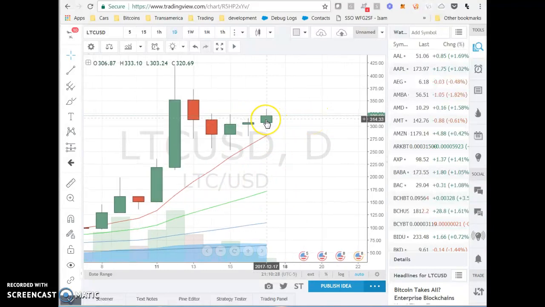So what the color of the bar represents is, we're on a daily chart, and when that bar opened, whatever day this is, it's December 17th, the bottom of that block represents the open price. The top of the solid portion represents the close price.